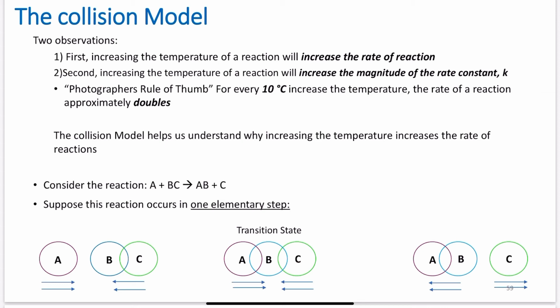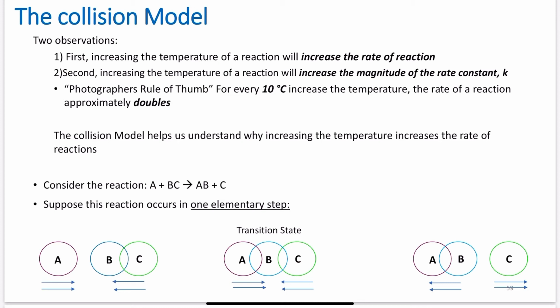A photographer's rule of thumb: for every 10-degree increase in temperature, the rate of a reaction approximately doubles. The collision model helps us understand why increasing the temperature increases the rate of reaction. So I want you to consider the following reaction: A plus BC going to AB plus C.